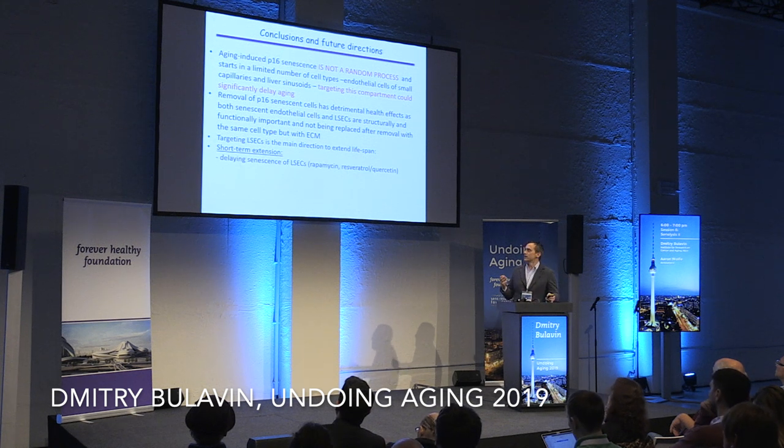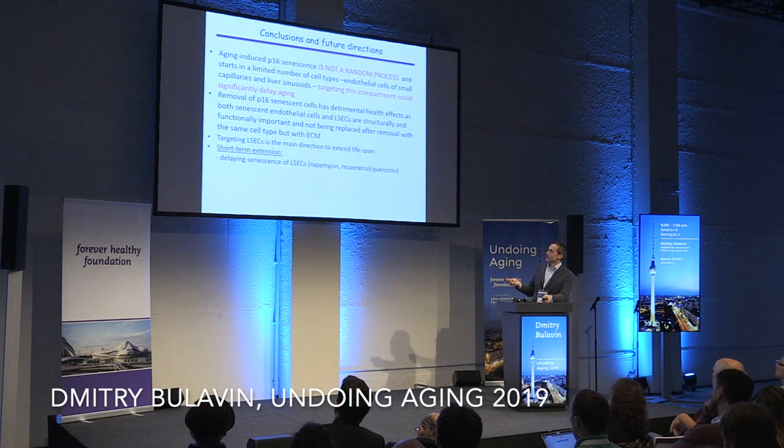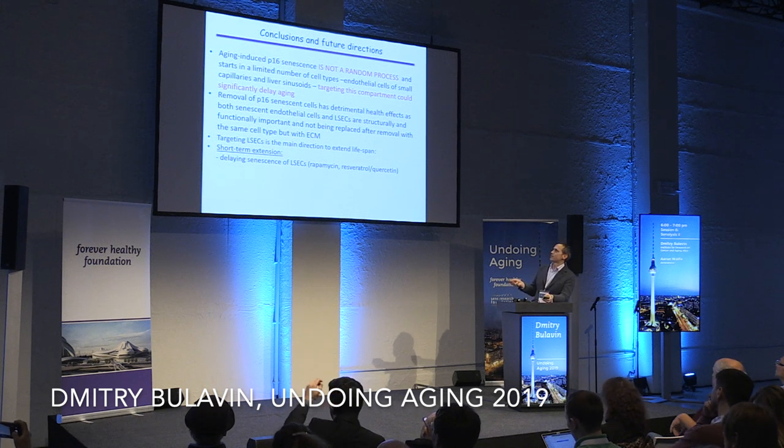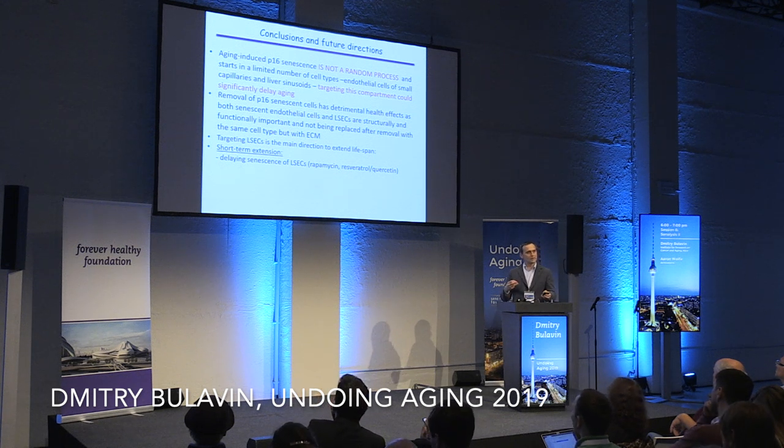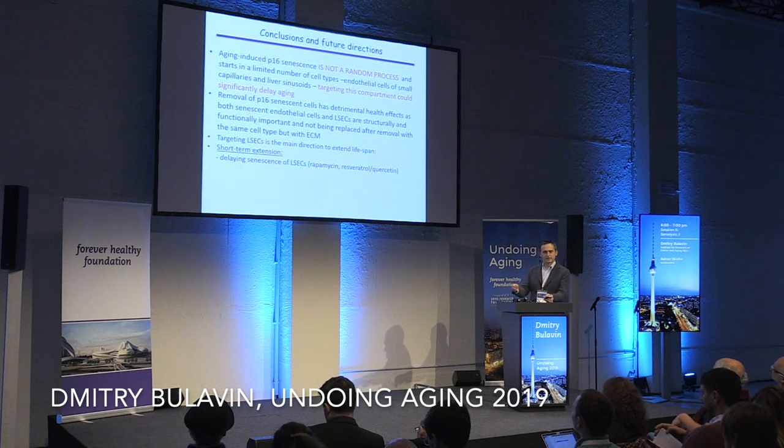And in this case, we can use already well-known drugs that can also act on the senescence in this particular cellular compartment, such as rapamycin, resveratrol, quercetin. These are drugs that all will be delaying senescence in this compartment, and this will give you somewhat mild, low to mild extension of the development of senescence of the entire compartment and potential life extension.